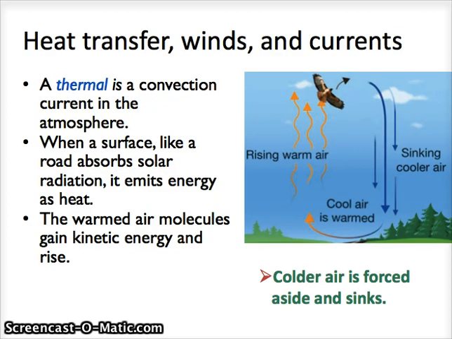Heat transfer, winds and currents. A thermal is a convection current in the atmosphere. When a surface like a road absorbs a lot of solar energy, it's going to emit energy as heat. The warm air molecules gain kinetic energy and rise. This is why you will have storms that form on one side of I-44 that don't cross I-44, because it is a thermal convection above that highway.